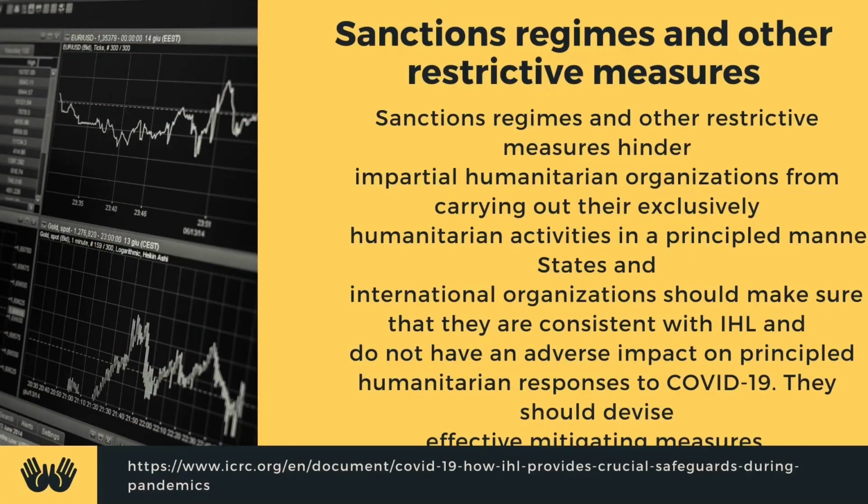The current COVID-19 crisis requires the mobilization of significant humanitarian resources that are often lacking in countries affected by armed conflicts. Sanctions and other restrictive measures can impede impartial humanitarian action in these areas. They may also hinder impartial humanitarian organizations from carrying out their exclusively humanitarian activities in a principled manner. States and international organizations enforcing such measures should make sure that they are consistent with international humanitarian law. They should devise effective mitigation measures such as humanitarian exemptions benefiting impartial humanitarian organizations.